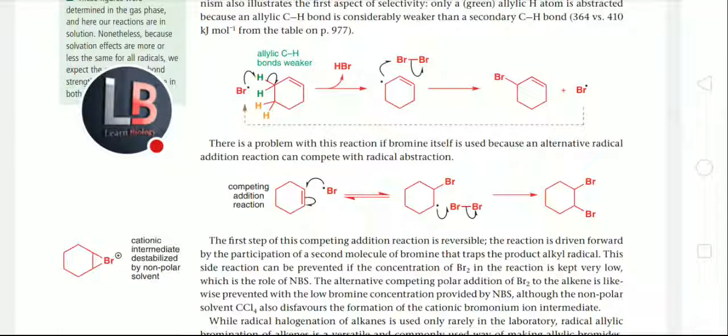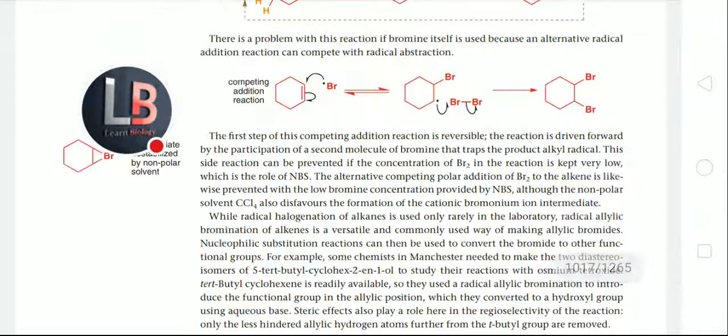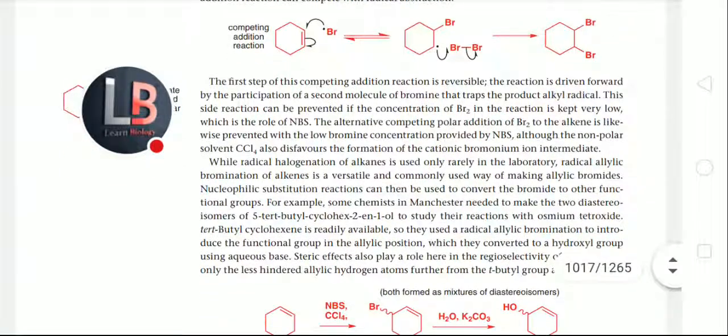Competing addition reaction. The first step of this competing addition reaction is reversible. The reaction is driven forward by the participation of a second molecule of bromine that traps the product alkyl radical. This side reaction can be prevented if the concentration of bromine in the reaction is kept very low, which is the role of NBS. The alternative competing polar addition of bromine to the alkene is likewise prevented with the low bromine concentration provided by NBS.